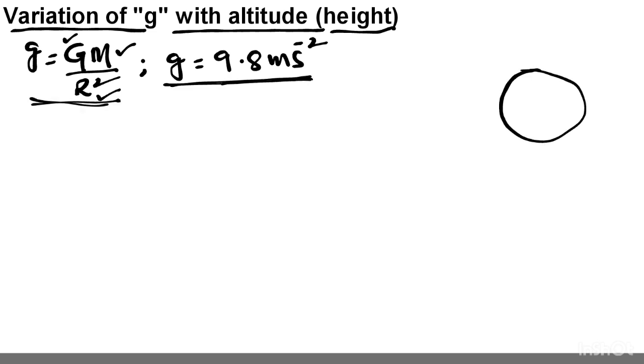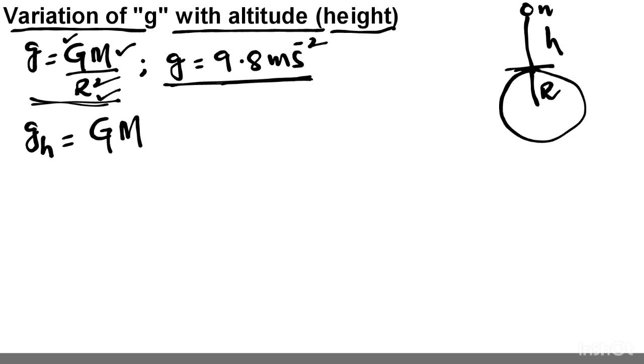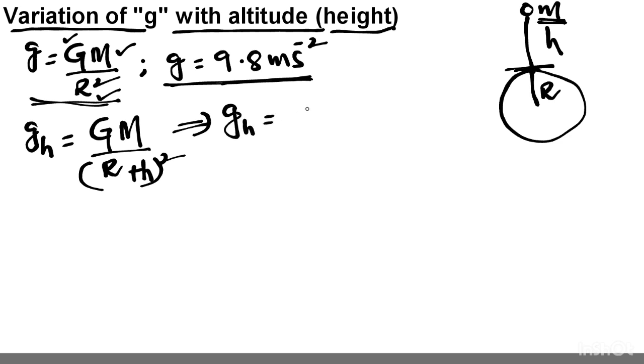Consider a body is at a height h from the surface of the earth, and let us consider the radius of earth is r. Here in this case, let the acceleration due to gravity be gh. gh can be given by again capital G, capital M, and this gh also does not depend on the mass of the object, so it is GM by (r plus h) whole square, because here the h is considerable. From this we can write gh is equal to capital G, capital M by r, making r outside, into (1 plus h by r) whole square.